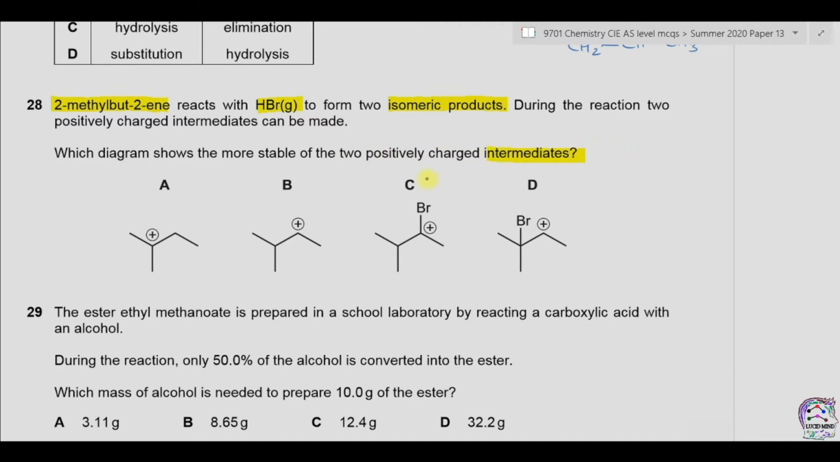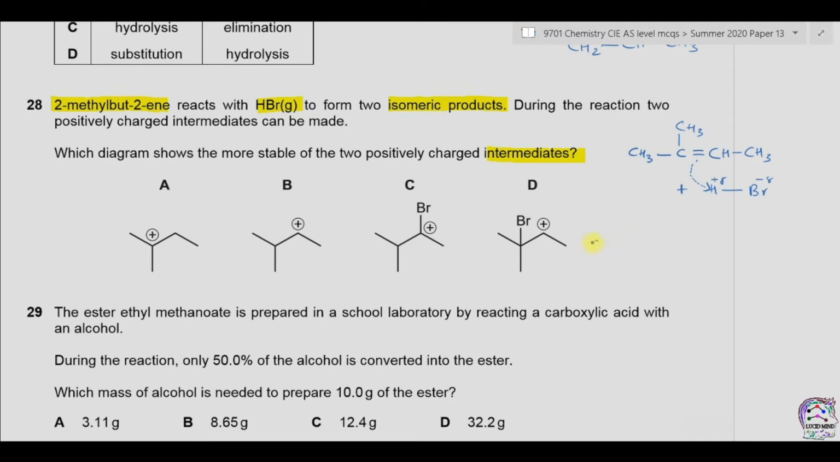Let's first find out which type of intermediate is formed during the reaction. So we have 2-methyl-butene. On second carbon we have double bond. It reacts with HBr as Br is partial negative and hydrogen is partial positive. So therefore H plus will be attached to the carbon atom with the double bond. With one of the carbon atoms H plus is attached and on the second carbon atom cation will be formed.